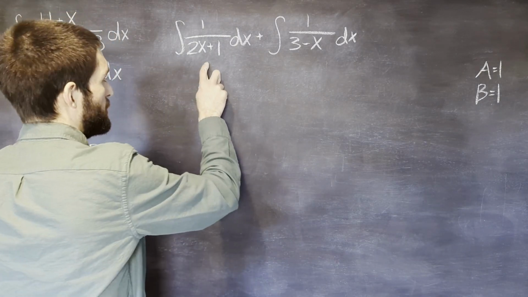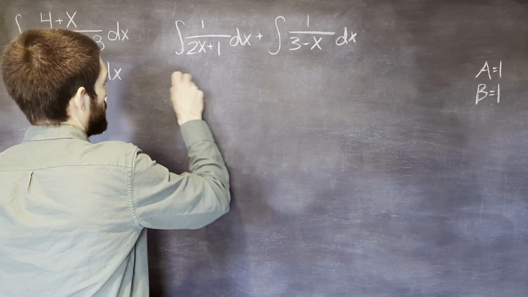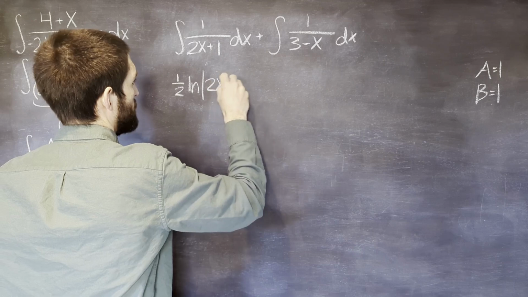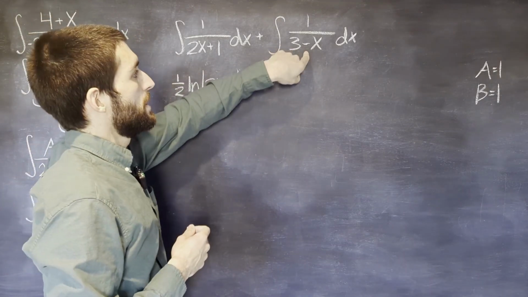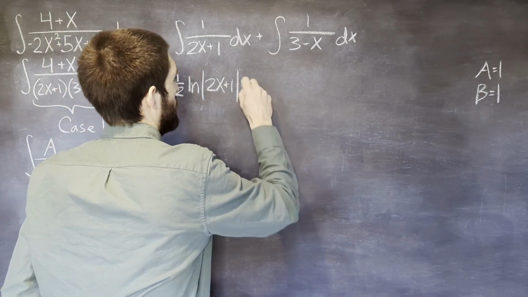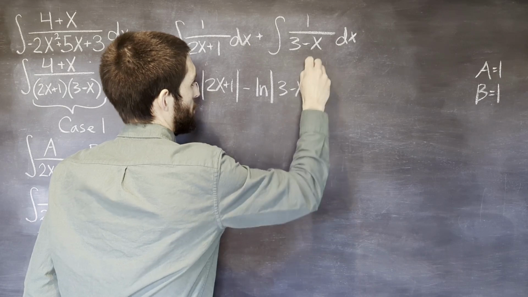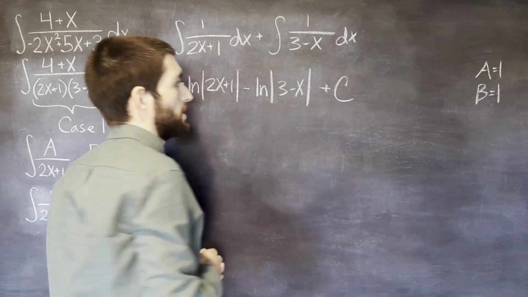For this integral, we'll use u substitution, where u = 2x + 1, and that will give us 1/2 ln|2x + 1|. And for this integral, we'll use u substitution, where u = 3 - x, and that will give us -ln|3 - x|. And then we'll just add + C for our constant of integration.